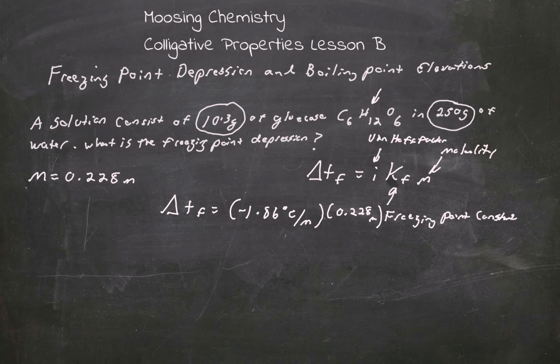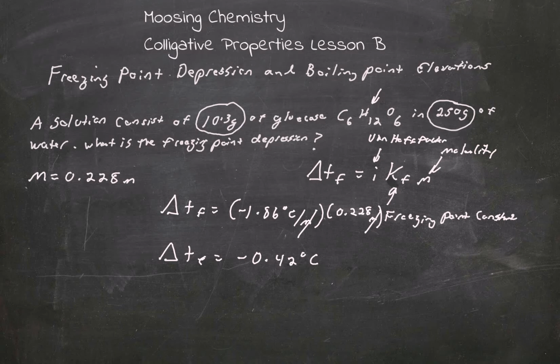So let's go ahead and cancel out our molals. And when we do our math, we're going to get negative 1.86 times 0.228, and that's going to give me negative 0.42 degrees Celsius. All right, so that solves that problem.